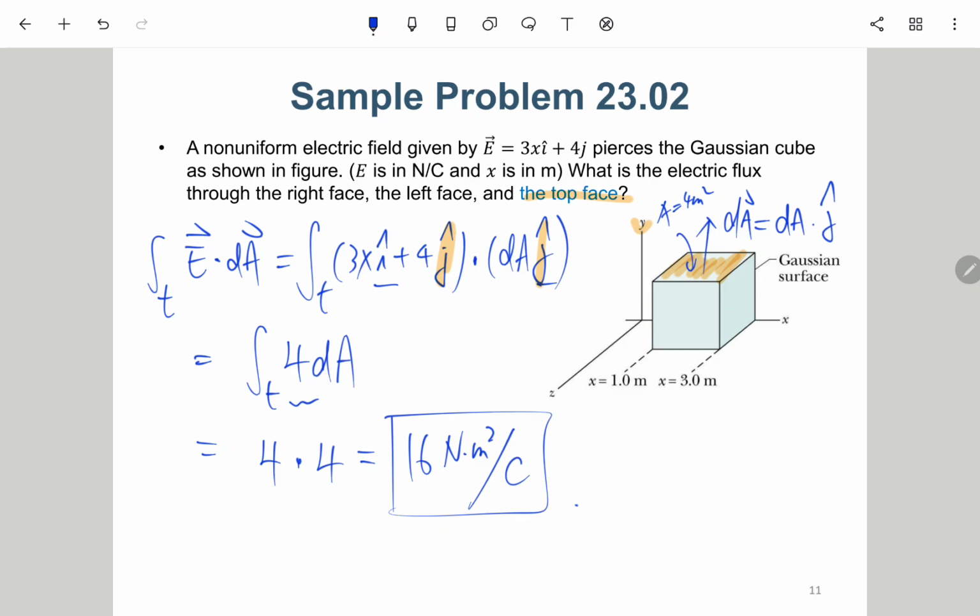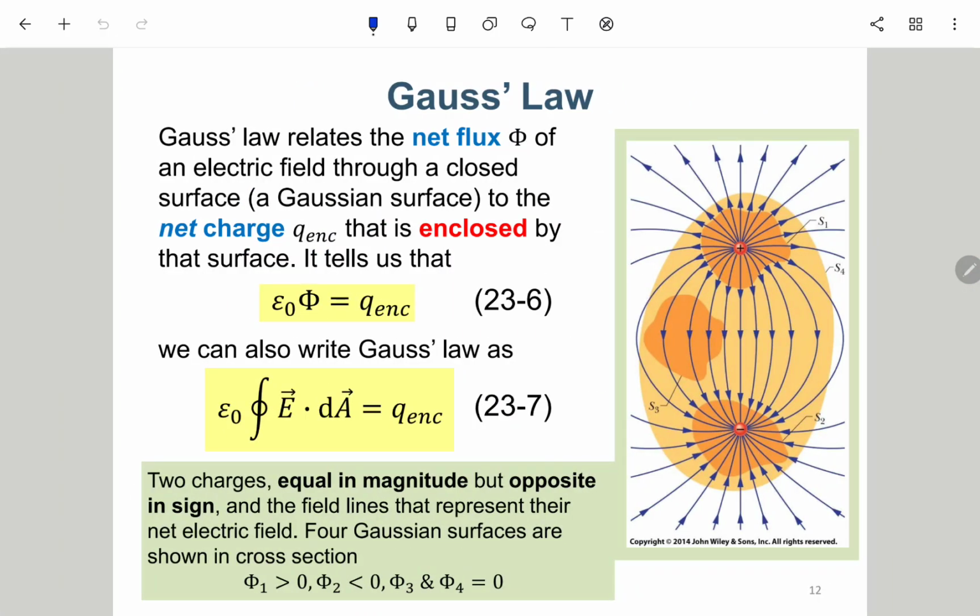Okay, so from these two sample problems, we have learned some simple cases for how to calculate the electric flux. Just for some simple cases. So we suppose you will be able to find what the flux is. After knowing what the electric flux is, we can really talk about the Gauss law.